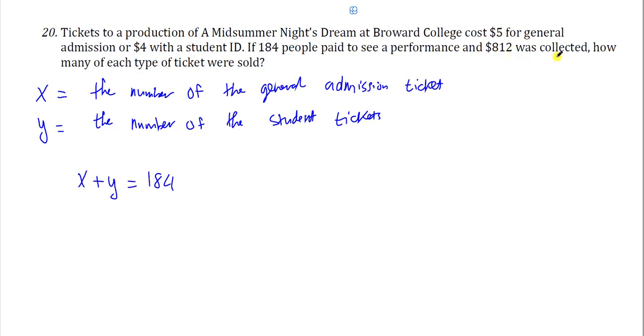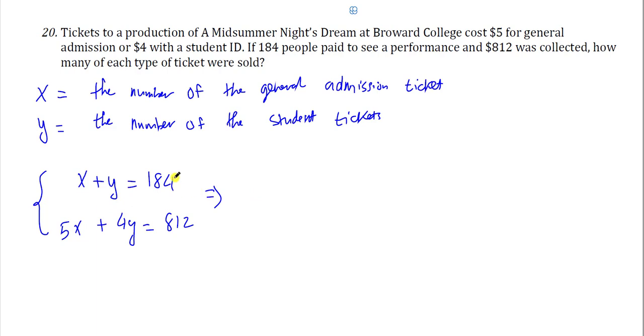And I also know that $812 was collected at the end. That means if they have x general admission tickets at $5 each, then 5 times x, plus the dollars for the student IDs at $4, so 4 times y. Altogether, the money must equal $812. So this is the system of equations that you are trying to solve for x and y. And we can solve it by the elimination method.